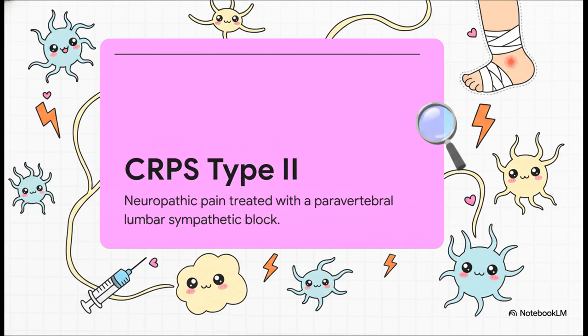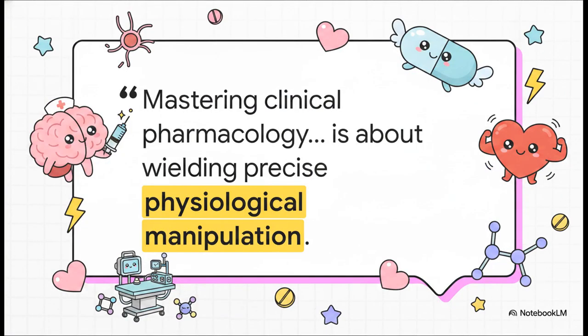Because there was documented trauma to a major peripheral nerve, in this case the peroneal nerve, it's specifically classified as type 2, not type 1. This whole condition is driven by a pathological, seriously overactive sympathetic signaling loop. You can't just throw narcotics at this and hope it goes away. The definitive first-line interventional treatment is actually breaking that abnormal sympathetic loop directly, and we do that with a paravertebral sympathetic block.